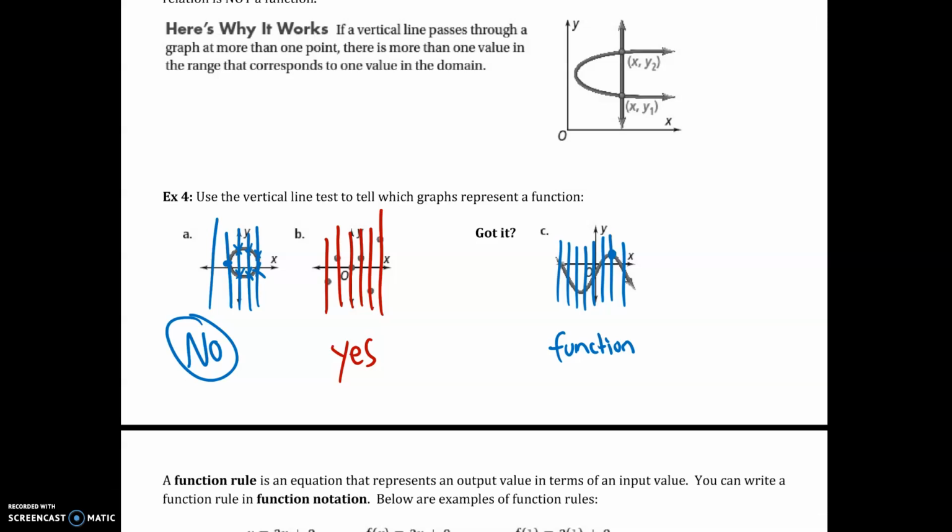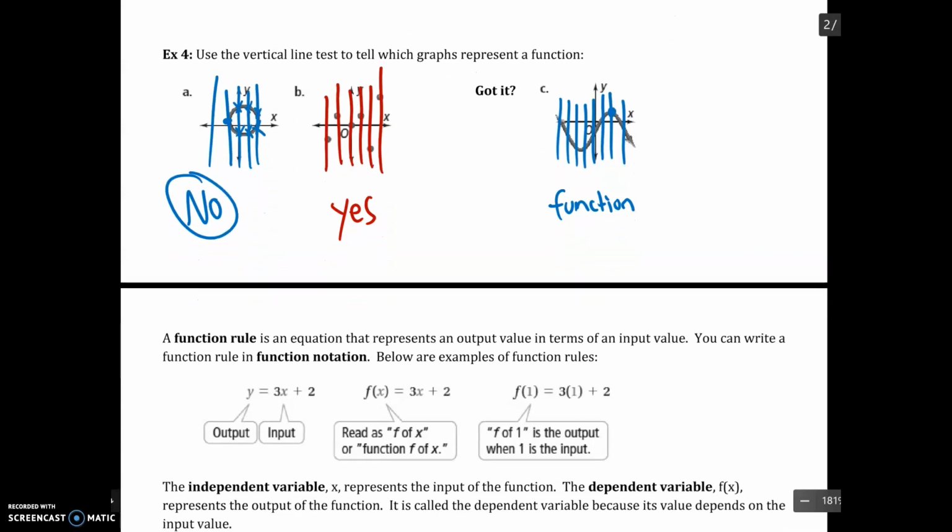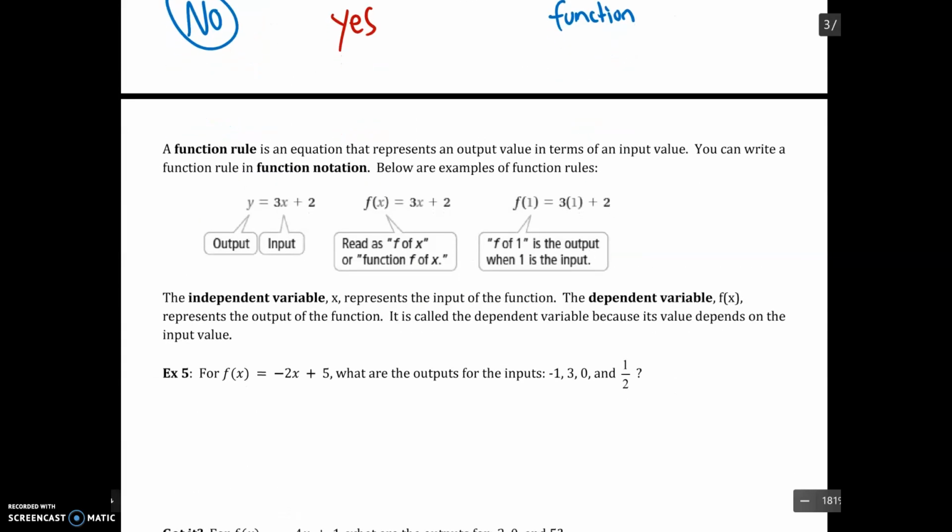So since each line I draw through that is not going to hit more than once, that will represent our function. So a function rule is essentially just writing what we already had as an equation. So something like y equals 3x plus 2. The only thing that's really changing is now instead of y, I'm just saying f of x. Again, that's how I read this, not f times x, which is pretty common when people see that as multiplication. But we're reading this as a function of x because I'm just replacing the output with a different way to describe that same output.